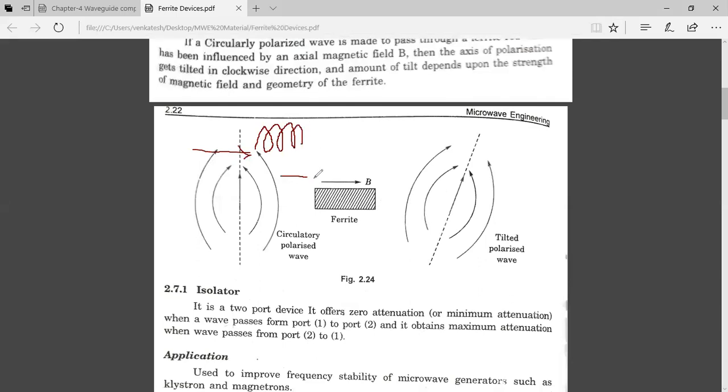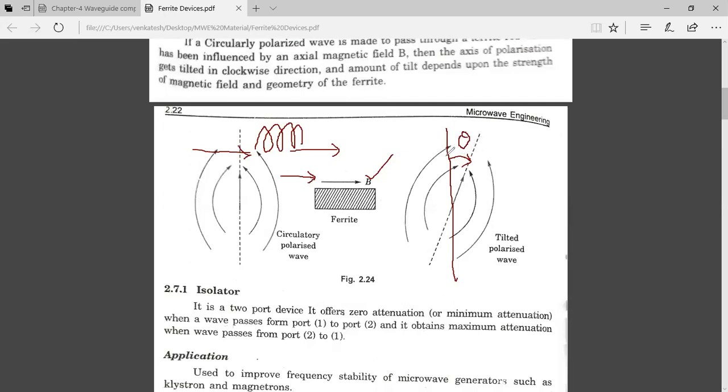When it is made to pass through the ferrite rod, which is constructed using ferrite materials and which is influenced by the magnetic field, then whenever this circularly polarized wave propagates through this ferrite rod, it undergoes a phase shift. We can see that earlier it was at this particular level. Now its phase has shifted, or it is tilted by some angle, and this angle is taken as theta.